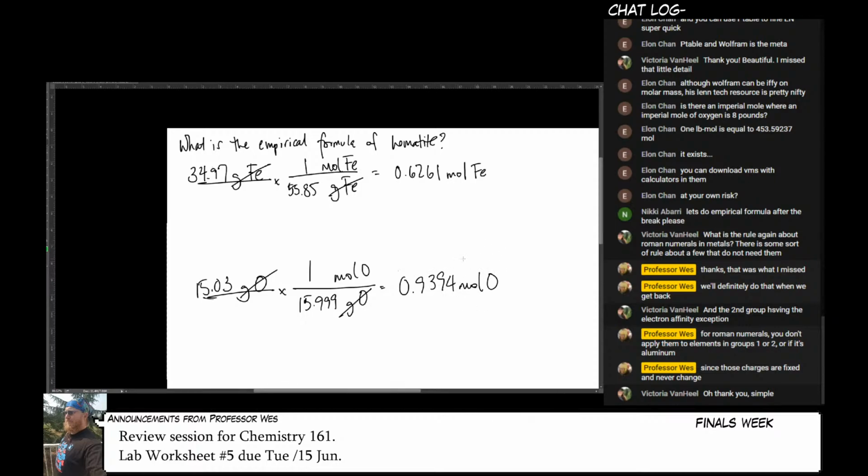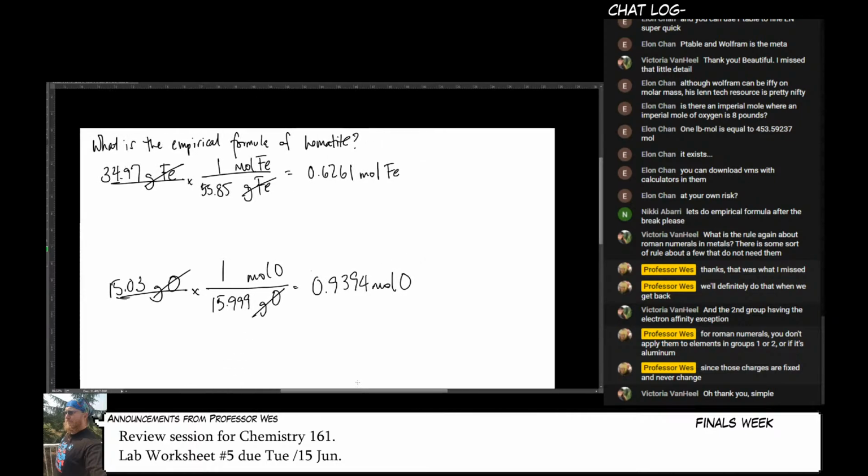So there's the number of moles of each of the substances in my sample. Once I've got these two things together, I can make the pseudo formula. And then I'll divide by the smallest number, which was this. Once I've done this, I will know the ratio of iron to oxygen, with iron being 1. So iron is just 1 here, and then oxygen would be 0.9394 over 0.6261, which I suspect is going to be 1.5, and it totally is.